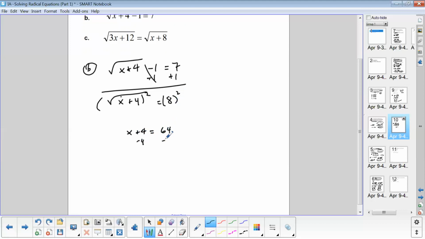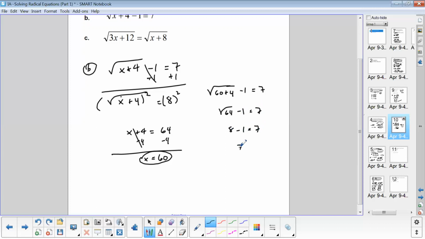And then when I subtract 4, I'll get x equals 60. So I want to test that. So the square root of 60 plus 4, I'm just substituting back into the original, take away 1, better equal 7. So 60 plus 4 is the square root of 64. Square root of 64 is 8. 8 minus 1. 7 equals 7. Checks. And this checks.